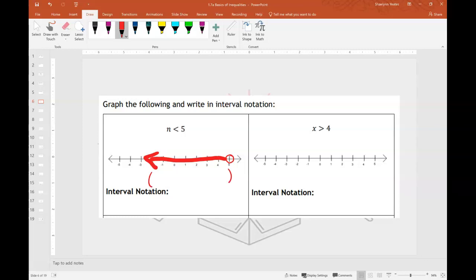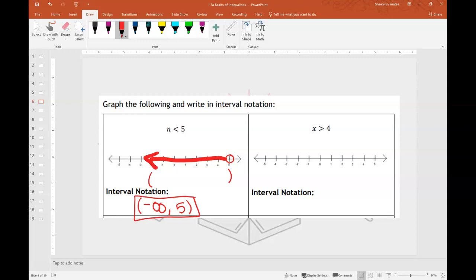So now we have to think about this. What's all the way to the left? Well, all the way to the left is either going to be infinity or negative infinity. Because we're going into negative numbers and we're getting smaller and smaller, it's going to be negative infinity. And then it's going all the way to 5, and we have those open parentheses.